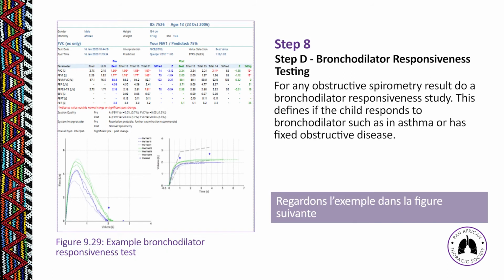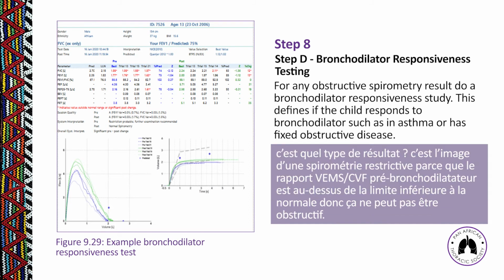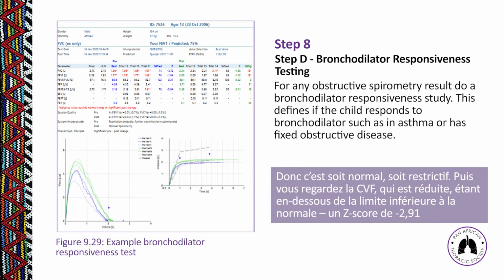Let's look at the example in the next figure. So here what we see is, what kind of result is this? This shows us a restrictive spirometry because in this instance, the FEV1 to FVC ratio pre-bronchodilator is above the lower level of normal, so it cannot be obstructive. So at this point, it's either normal or restrictive.